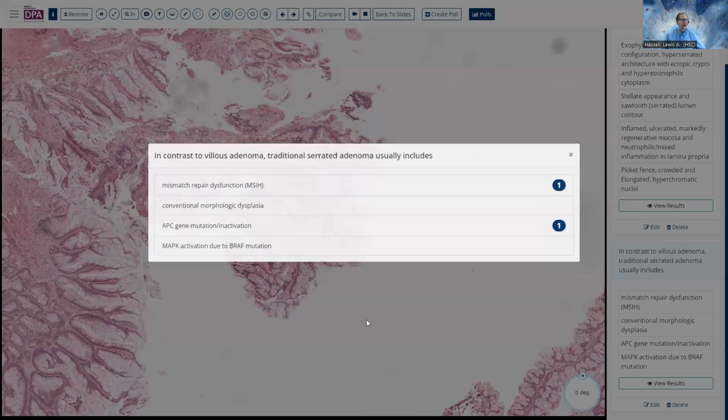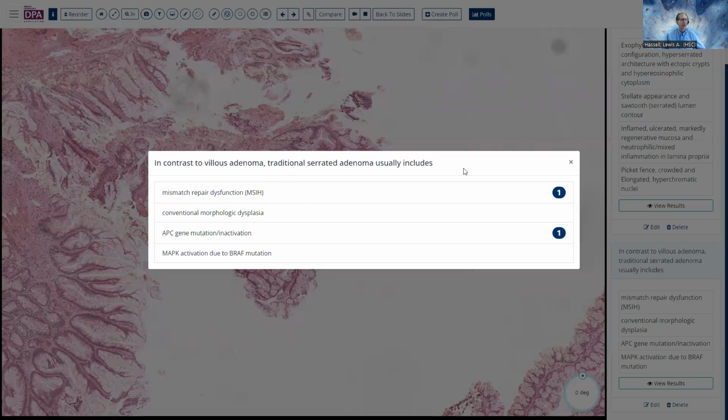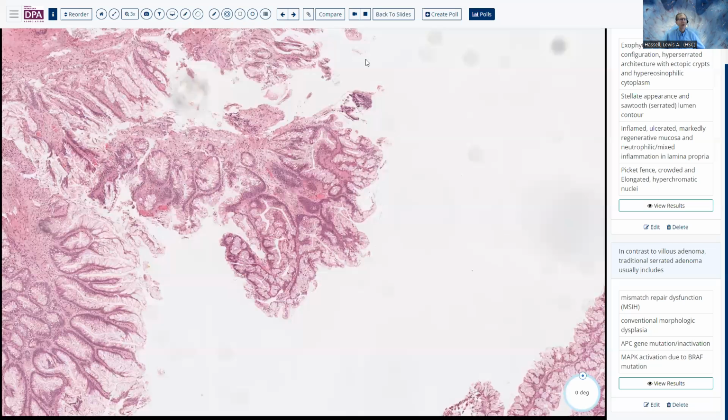So in contrast to villus adenoma, traditional serrated adenoma usually includes MAPK activation due to BRAF mutation. So it's not an APC mutation. Those are conventional dysplasias, adenomas. Mismatch repair function can be seen, but more typically in typical serrated adenomas or lesions, whereas in the traditional serrated lesions, they've got constitutive activation of the MAPK due to BRAF mutation. So they've gone a little bit further than just having a small degree of mismatch repair.